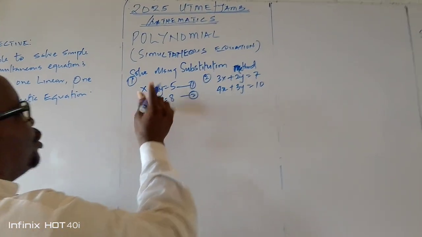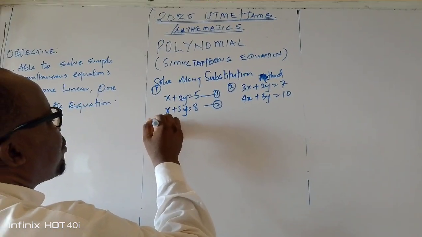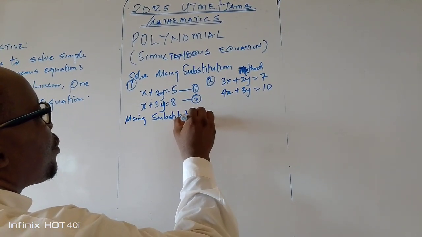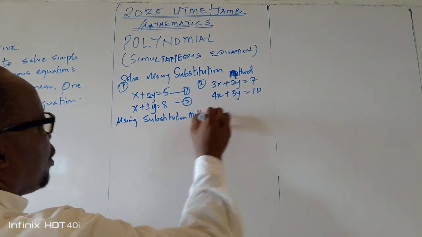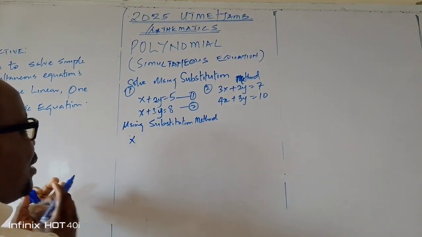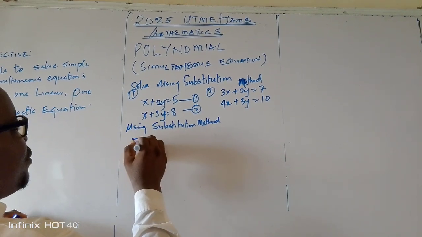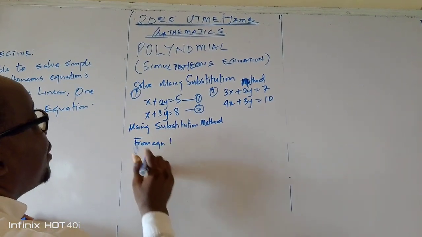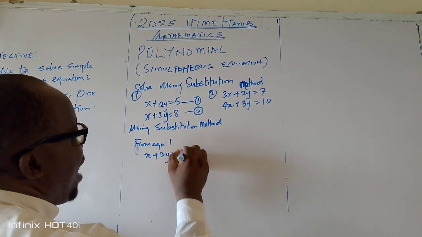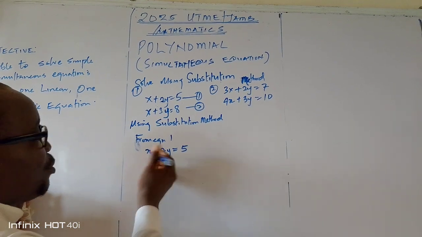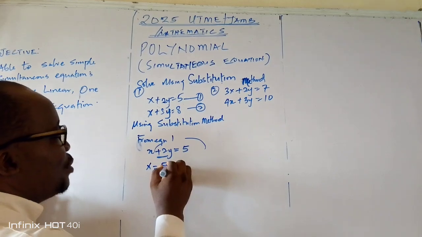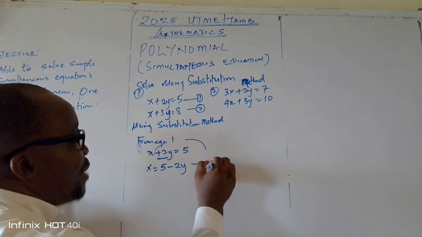Now let's look at this particular question using the substitution method. I have equations 1 and 2. Let me make x the subject of the formula from equation 1. What is my equation 1? x plus 2y equals 5. So let me make my x the subject of the formula. x will be equal to 5, and when plus 2y is coming to this side, it becomes minus 2y. It becomes my equation 3.